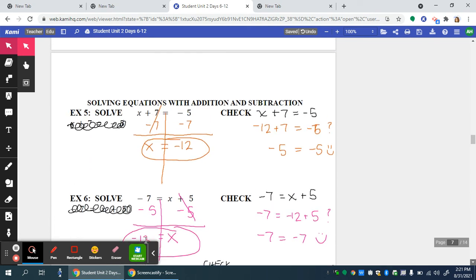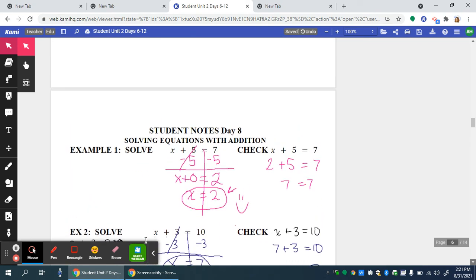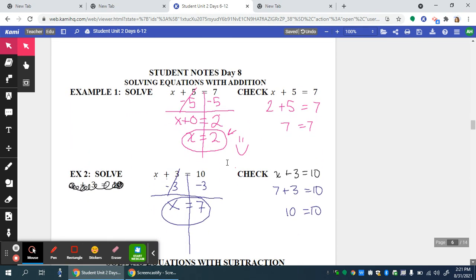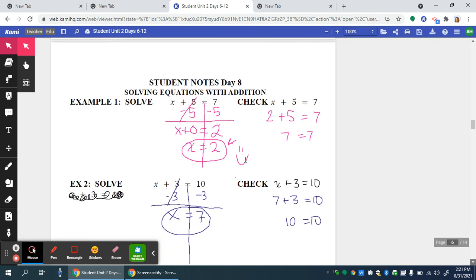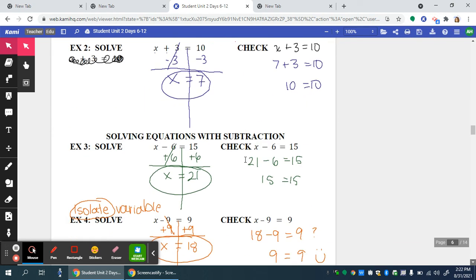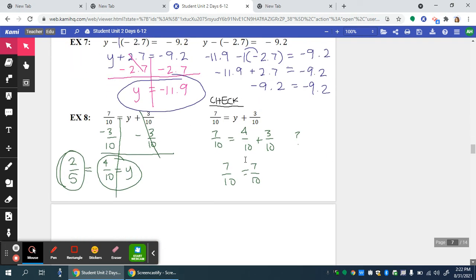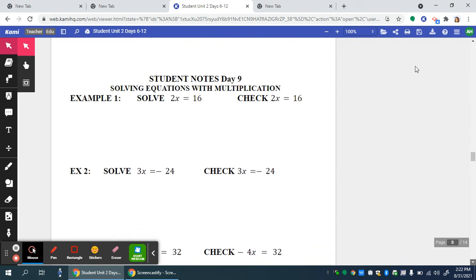All right, so that is the end of day 8 notes. At this point, you're going to go do your Schoology assignment. Then once you feel comfortable with those problems, you have an understanding check half sheet that you can get from your teacher. And that is it for the Unit 2, day 8 notes. The next video will be Unit 2, day 9 notes.